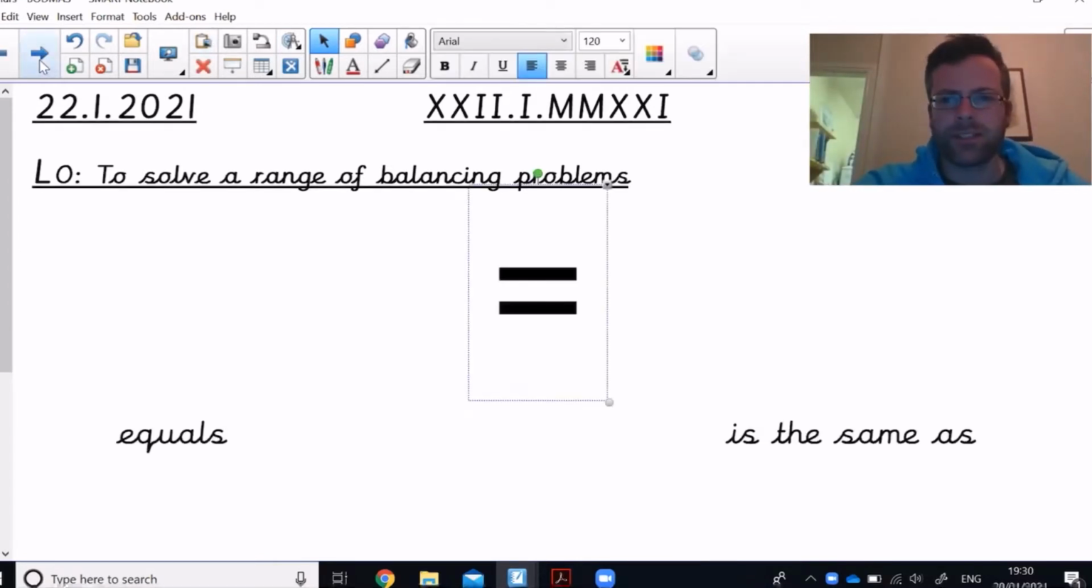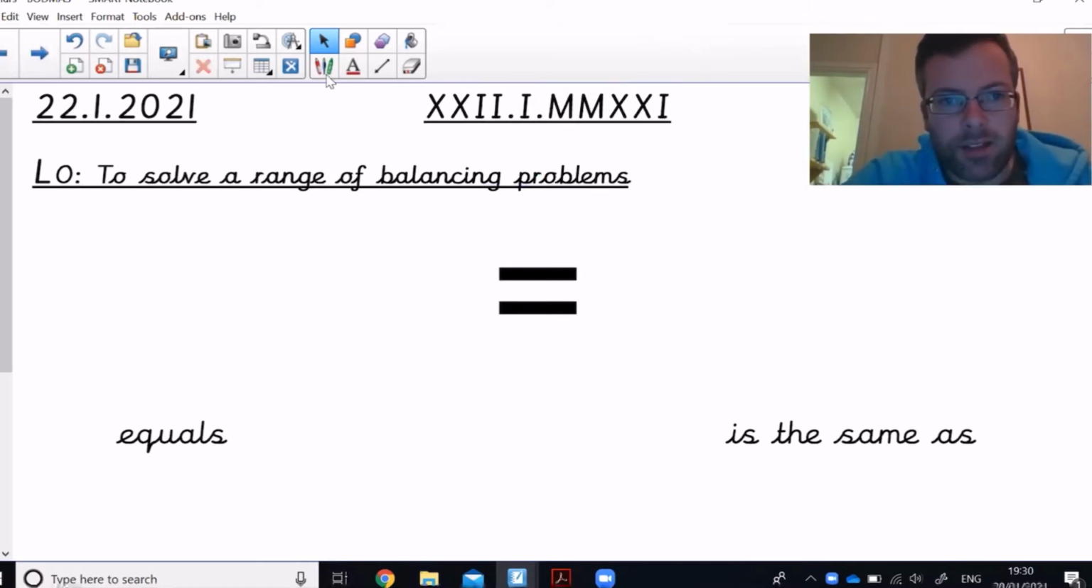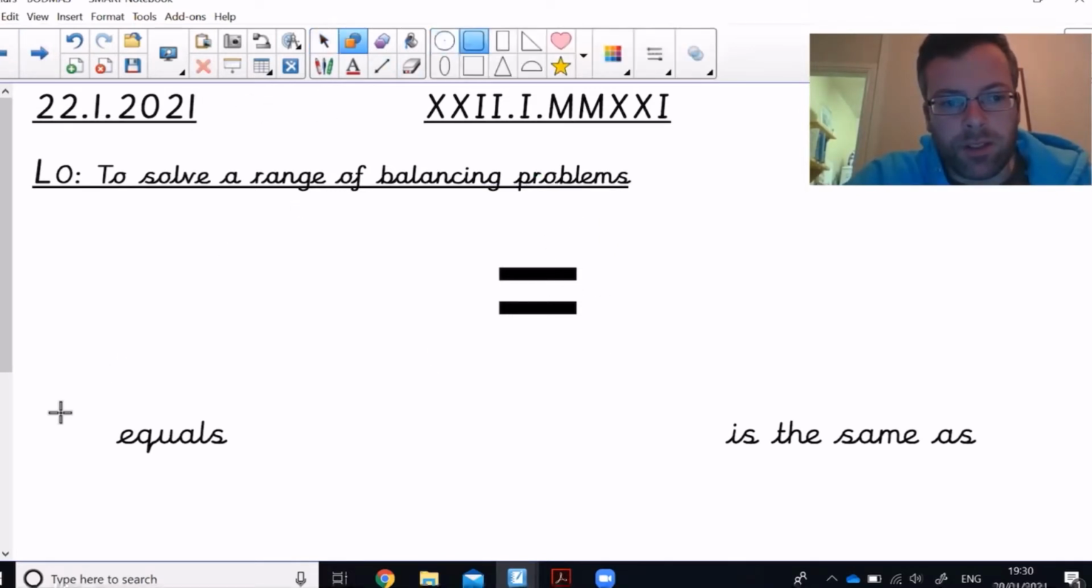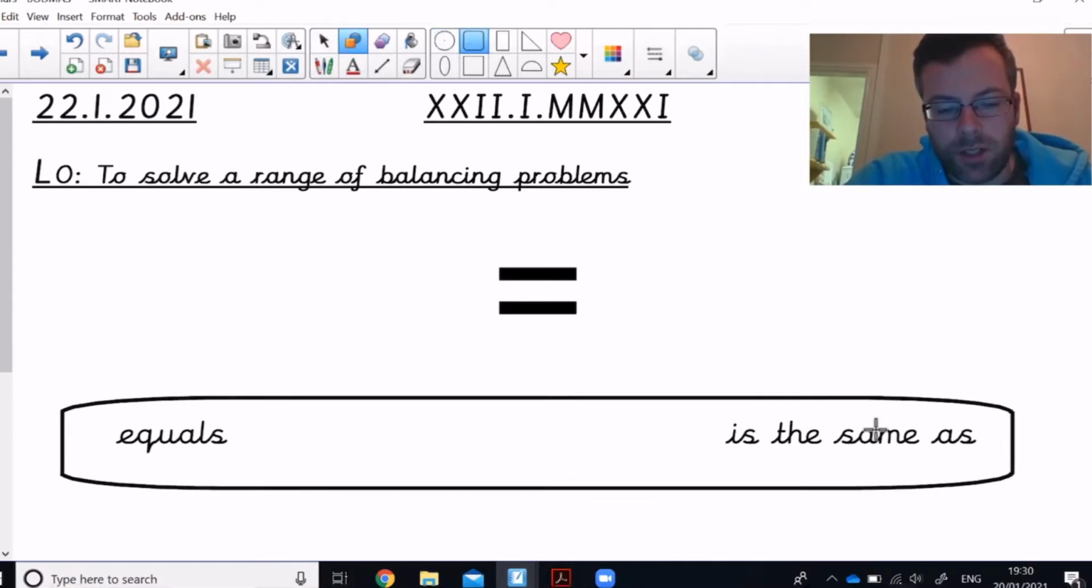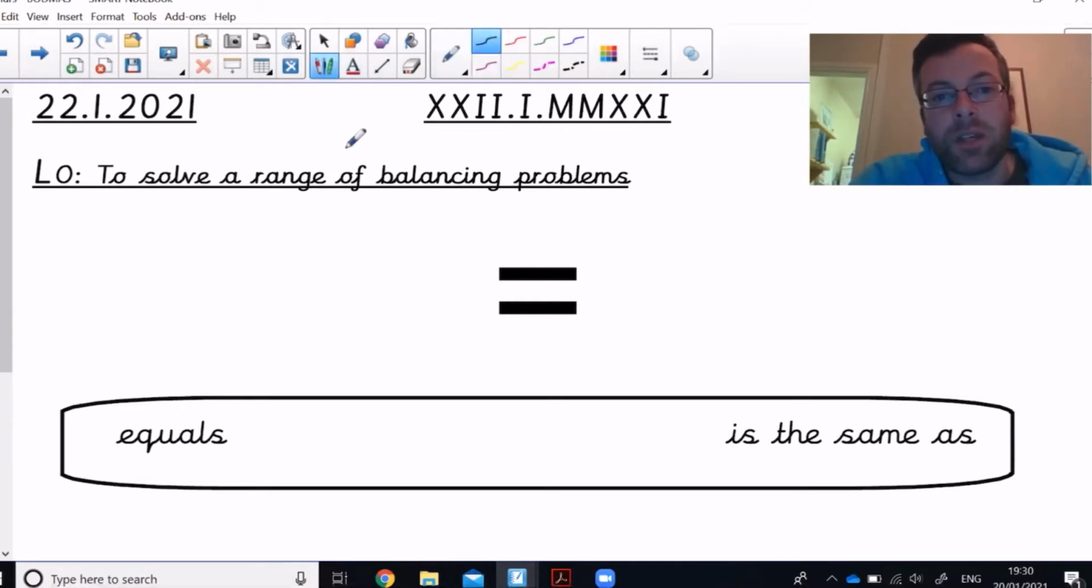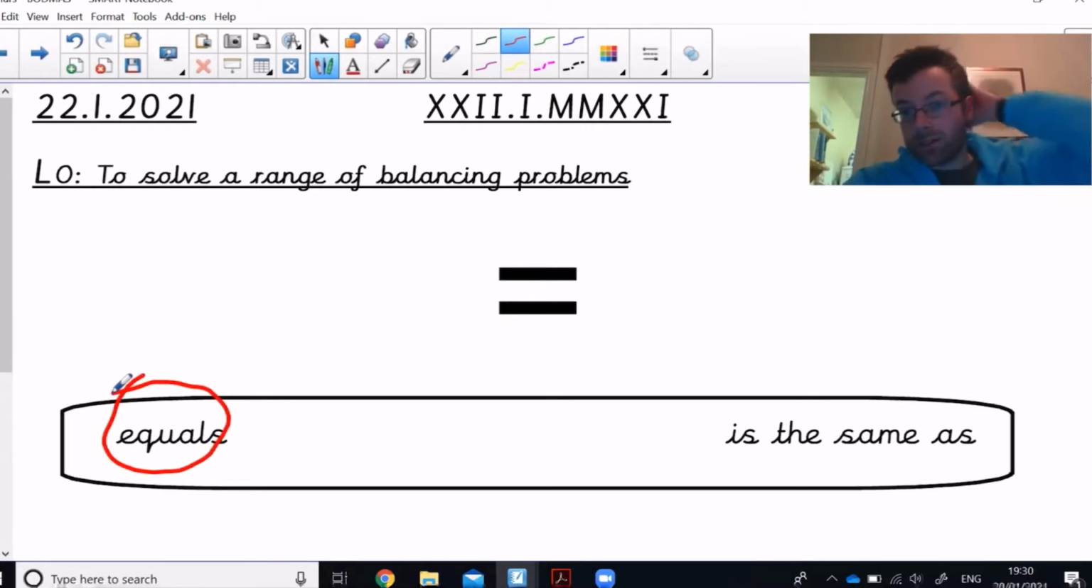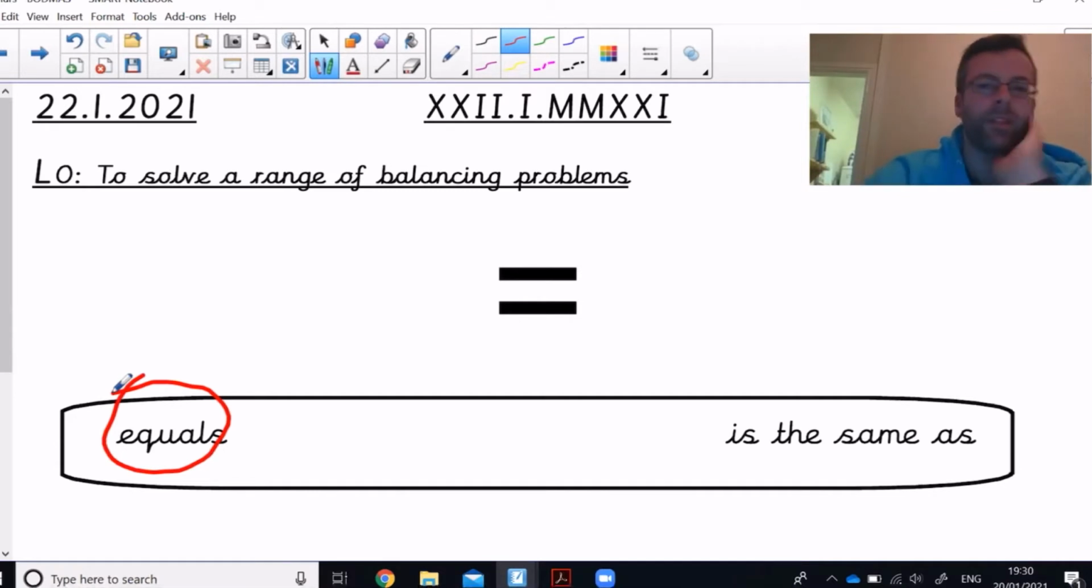So, firstly we need to think, what does this sign mean? Okay, what does this sign mean? Let's imagine that you didn't see those, okay? Most of us would think that that sign means equals, and there's nothing wrong with that, because we use that all the time. When we see a question, we say 4 add 4 equals 8. 6 take away 2 equals 4. 17 take away 16 equals 1.